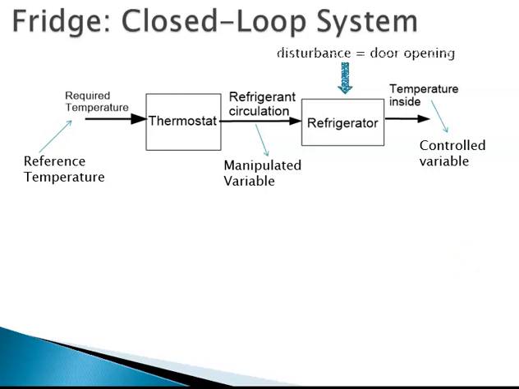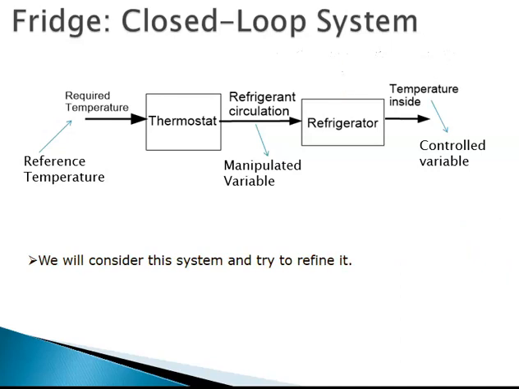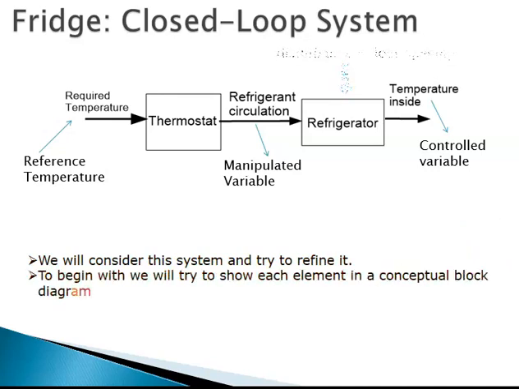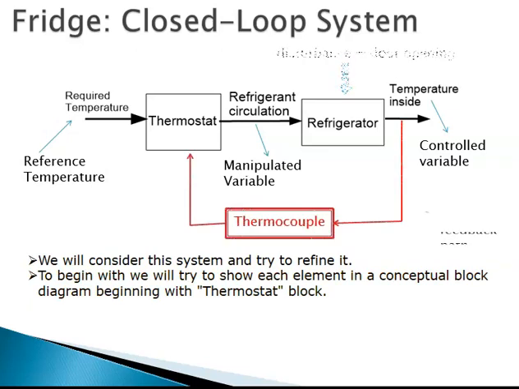We will consider this system and try to show how the feedback path kicks in. We'll try to consider this system and refine it to generalize it. To begin with, we will try to show each element in a conceptual block diagram, beginning with the thermostat block. Recall that the action goes around a loop as shown here. There is a required temperature setting. The thermostat receives that. The thermostat also receives the actual temperature in the fridge.